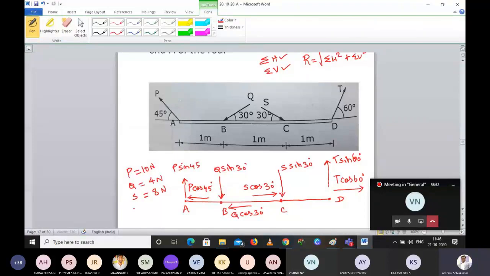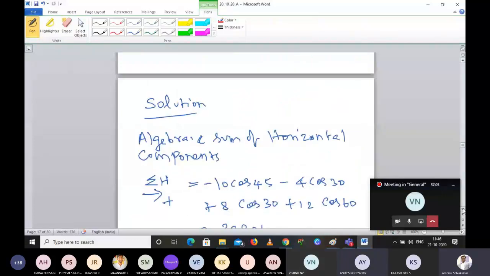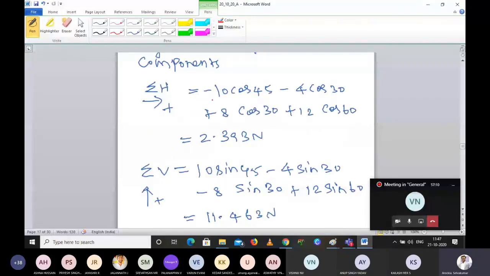And T is 12. That's all. I think after this it's very clear. So what you have to do? You have to calculate horizontal force, and then you have to calculate vertical force. For horizontal force, as our friend said, please take down 10 cos 45, 4 cos 30, 8 cos 30 and 12 cos 60. Please others, you can calculate and tell me whether my answer is correct or wrong. Is it 2.393 Newton? Please others calculate.